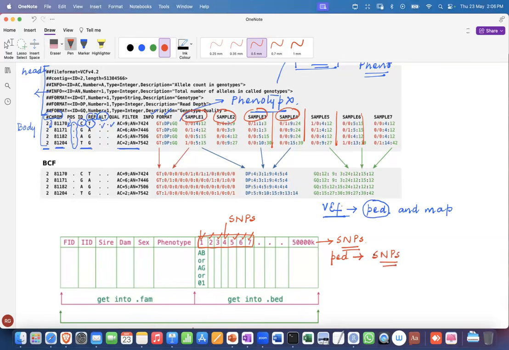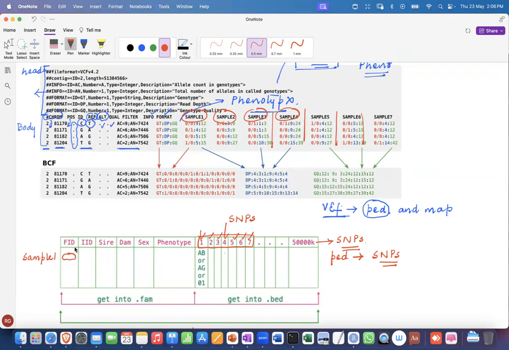SNPs as columns, right? Now, where do the families go? See, where do the families and the samples go? The samples will now be row-wise. For example, you have a sample 1 here, and this sample 1 has an ID. It has got a family.